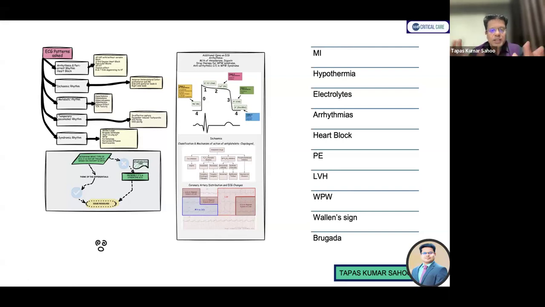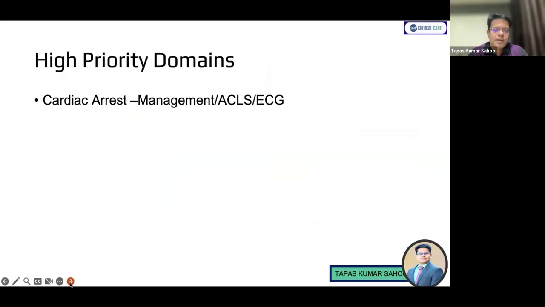So if you are thorough in these questions, start collecting the ECGs in your question bank on your laptop, on your mobile, on your iPad, and start revising in between. So on the day of examination, you would not be confused. Otherwise, it is very difficult to remember the typical, telltale signs of the individual ECGs. High priority domains from this question: cardiac arrest, you have to know from A to Z. It's not only ECG, rather post cardiac arrest management, ACLS, BLS rhythms, algorithms, and ECG. So this is question number 1.